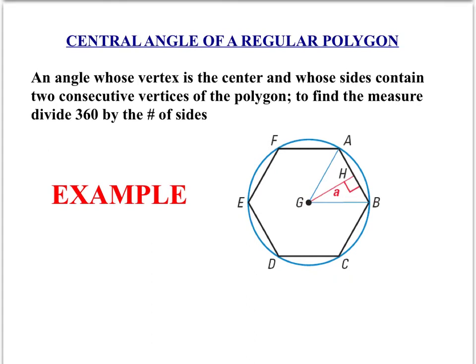When we're talking about the central angle of a regular polygon, we're talking about the angle whose vertex is the center and whose sides contain 2 consecutive vertices of the polygon. When we're talking about 2 consecutive vertices, here's one and here's one. So the angle AGB, that would be an example of a central angle.